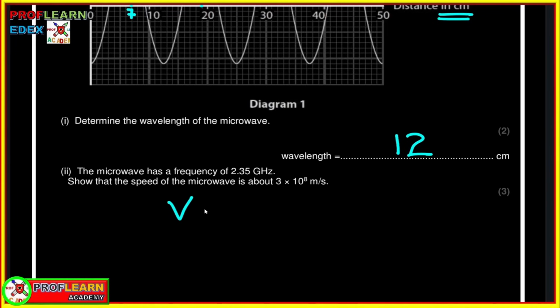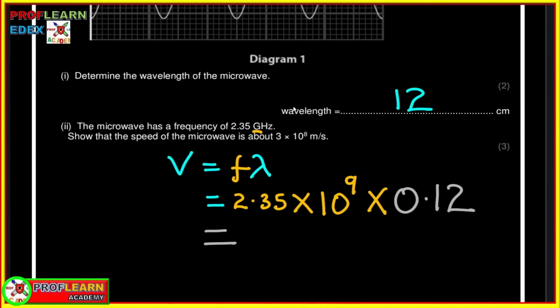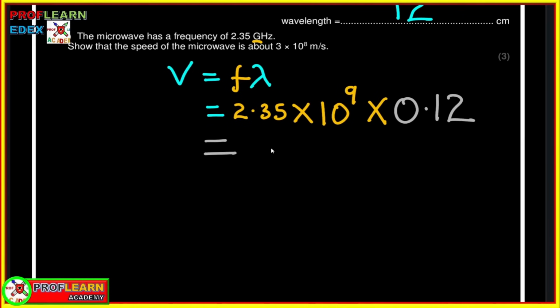Then we're supposed to show that the speed of microwaves is about 3 times 10 to the power 8, and this is actually the speed of light. So we can use the wave equation, because we said all the waves in the electromagnetic spectrum obey the wave equation. You also have to convert this part into meters because it was given in centimeters. So if you work it out, you're going to get 2 point something times 10 to the power 8, which is actually an approximation of 3 times 10 to the power 8 meters per second.